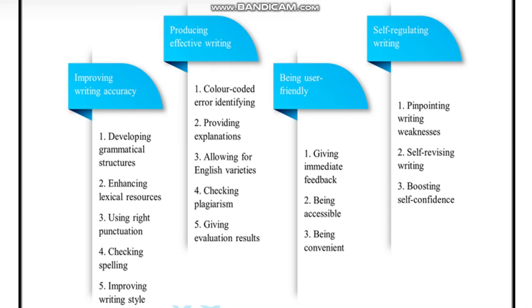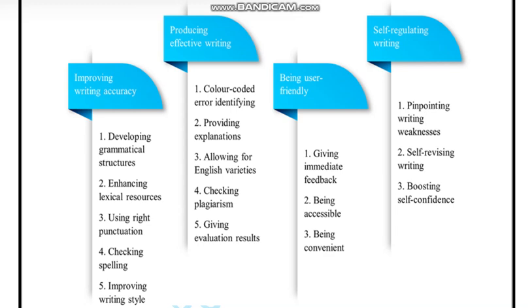Checking plagiarism, we will just check our writing to see whether we have copied from someone or not. And then giving evaluation results, and we should provide a kind of evaluation also of the text in the form of conclusion or summary. Then being user friendly, like our text would have some kind of pleasure and persuasion so that everyone may read it and take interest in it.